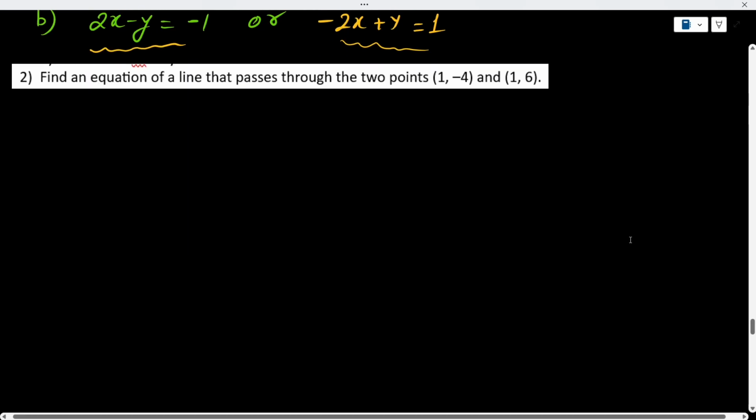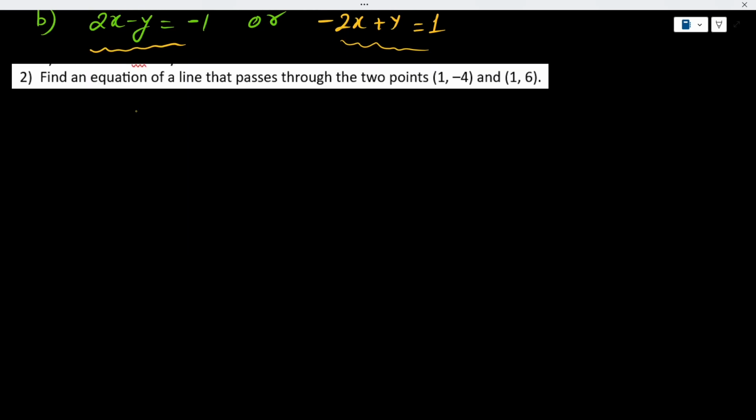Now what is your second question here? Find an equation of a line. So whenever you see equation of a line, always remember y equals mx plus c. This is the way you always get the equation of a line that passes through 2 points, here 1, minus 4. So again there are 2 points. Again I can take A as 1 comma minus 4, and point B as 1 comma 6. How are we going to get it here?